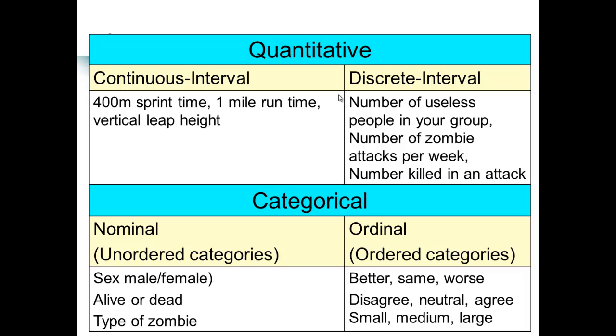Now, when you look into categorical variables or qualitative variables, you do have nominal or unordered categories. For example, sex, male or female, alive or dead, type of zombie: those who were bitten versus those who died and then turned. And then you have ordinal variables, which have an ordered category scheme. So like better, same, worse; disagree, neutral, agree; small, medium, large. In and of themselves, they represent a location compared to the other categories, if that makes any sense.